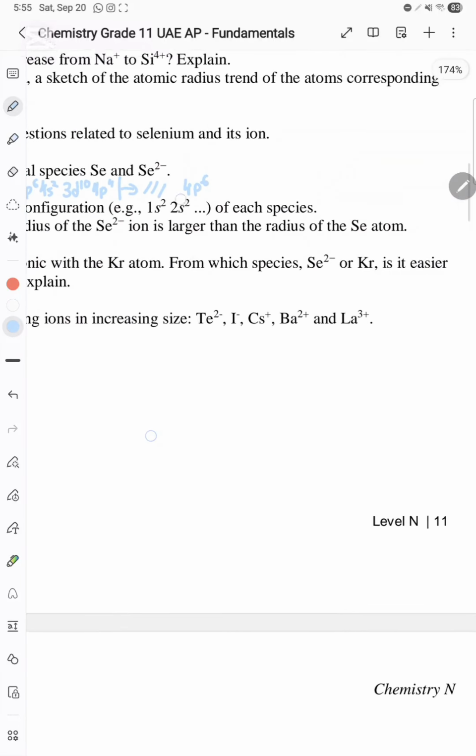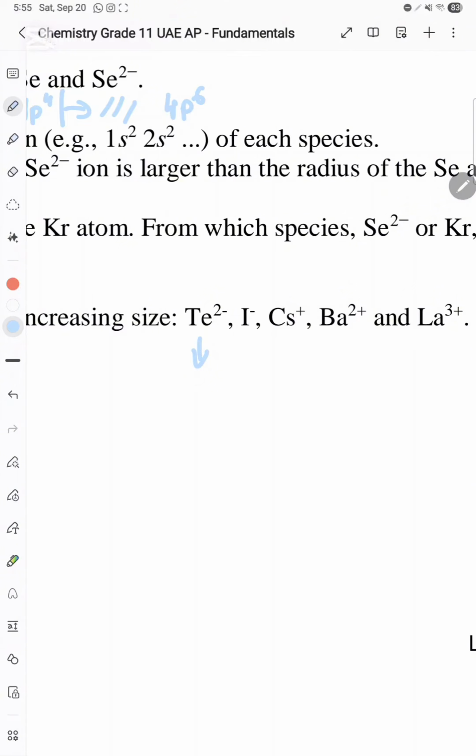So, Te is tellurium, but where is it? Te. Oh yeah, it's number 52. 52 plus 2 for the 2 minus is basically 54.